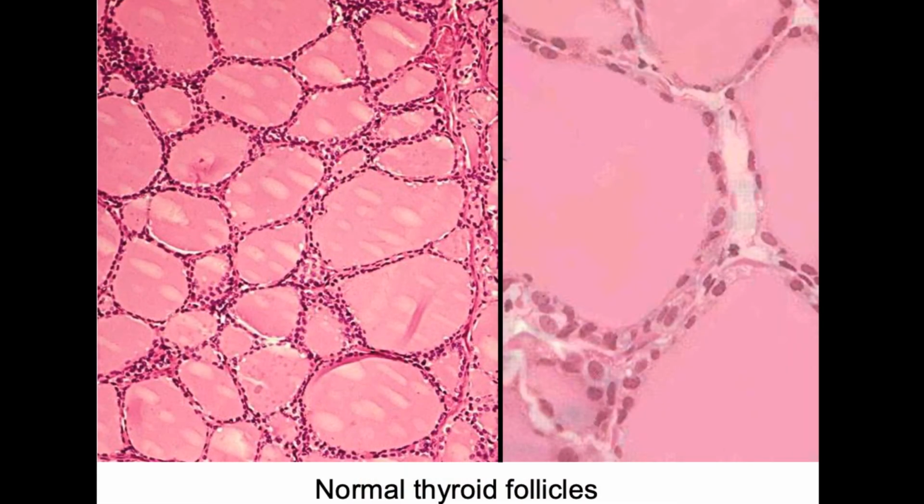Normal thyroid follicles where the hormones are going to be produced, and inside there is a kind of glob, sort of mucousy like thyroglobulin.